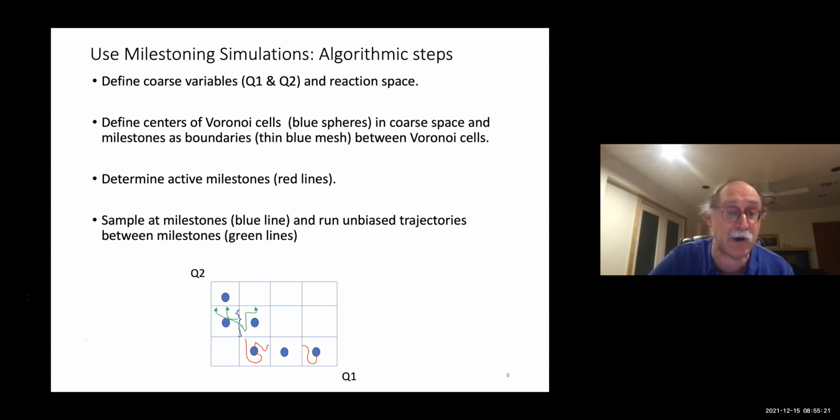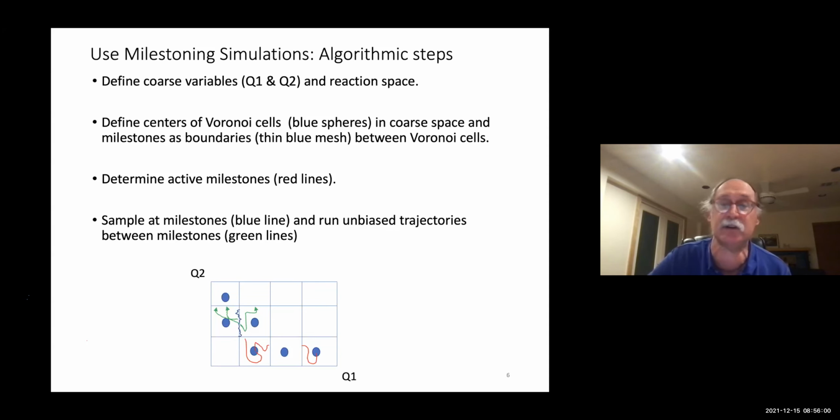But given those anchors in coarse space, what we do is initiate trajectories starting from the anchor, or starting from the blue circle here, and this is the red line that we've seen here. These are relatively short trajectories, of picosecond length, which we run starting from the center until they hit a milestone. A milestone is an interface between Voronoi cells, like the thin blue line here, or the mesh that we see here. Once the trajectory terminates at a particular milestone, or at a particular interface here, we stop and we mark this milestone as active.